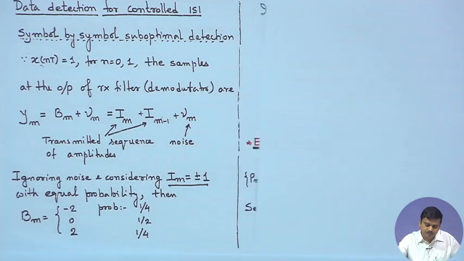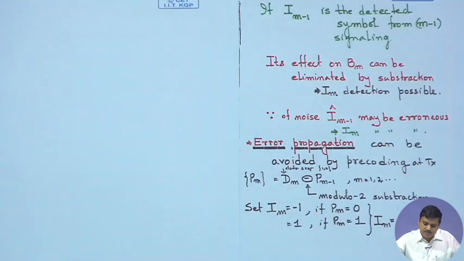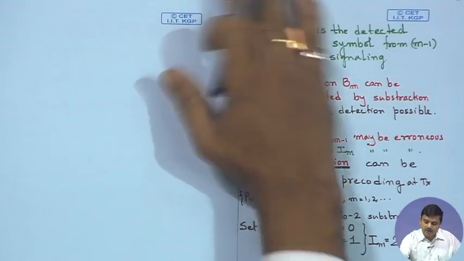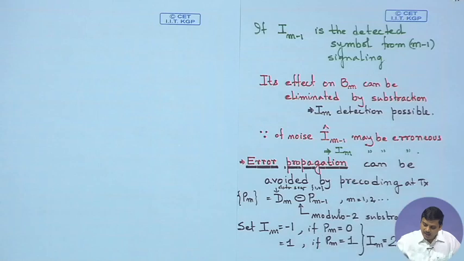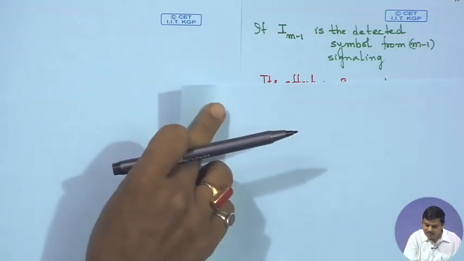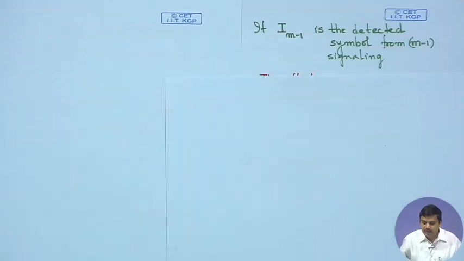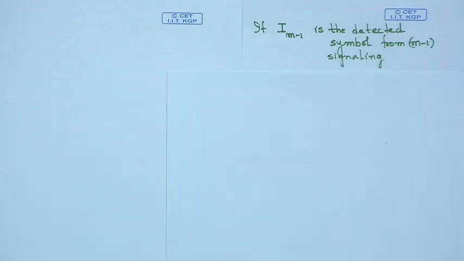So, given this, we consider at this point that I m minus 1 is the detected symbol from the m minus 1th signaling instance. So, suppose we begin with that I m is detected correctly, and that can help us in the decoding procedure. If this confuses, we can begin with the state where there is no transmission, that is 0 amplitude. When detected, the first detected symbol is, let us say, I 0.